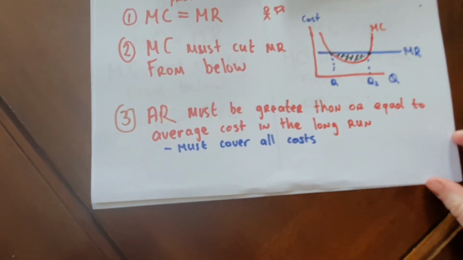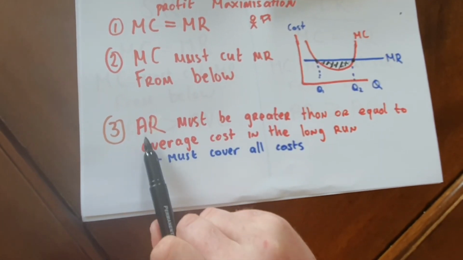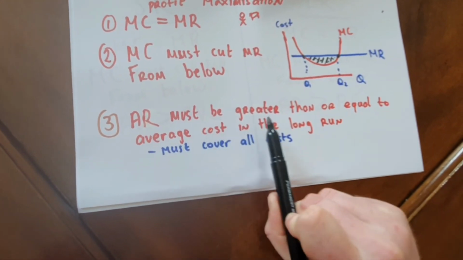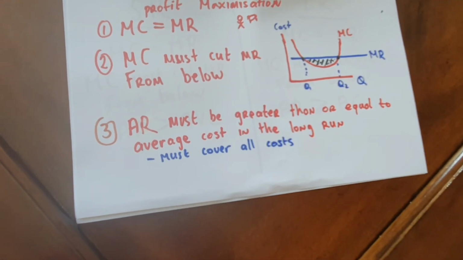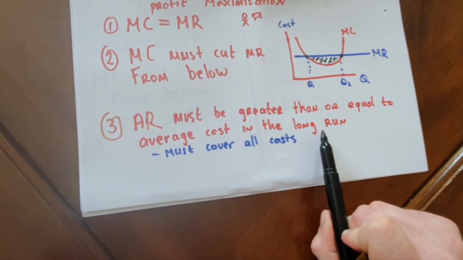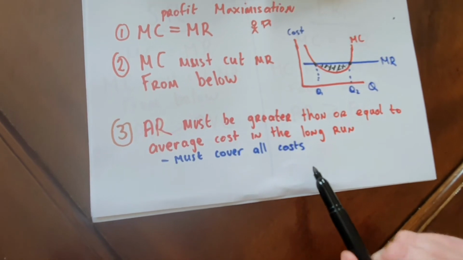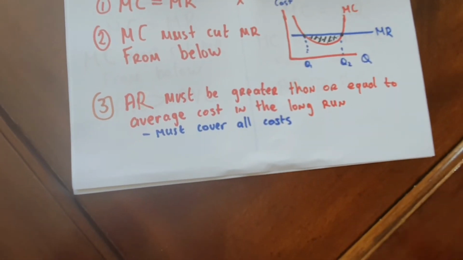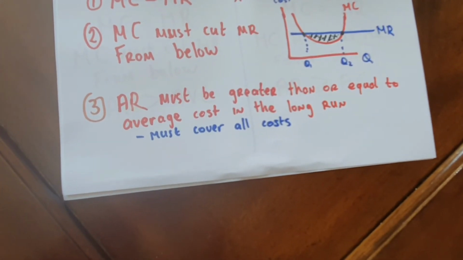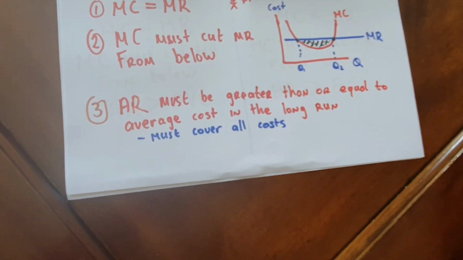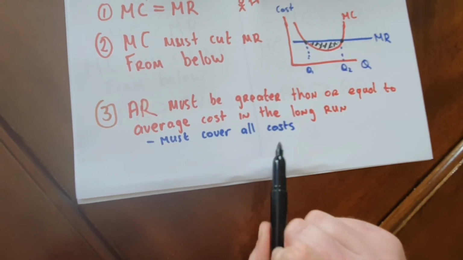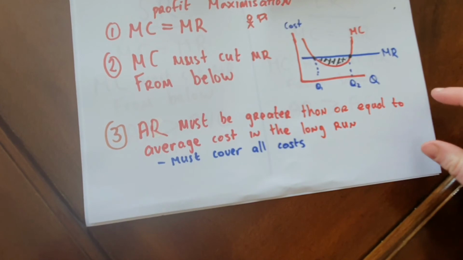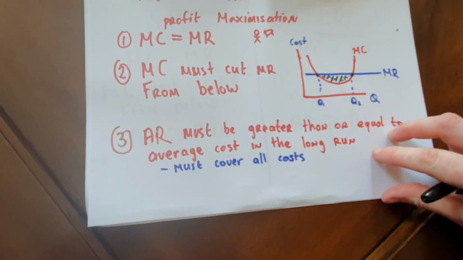The last point on maximizing profit then is to make sure that our average revenue must be greater than or equal to the average costs in the long run. So in other words, we have to be able to cover all of our costs in the long run. In the short run, we can get by just covering variable costs, but in the long run, we have to be able to cover all costs. So our average revenue has to be at least equal to, if not greater than, our average costs.